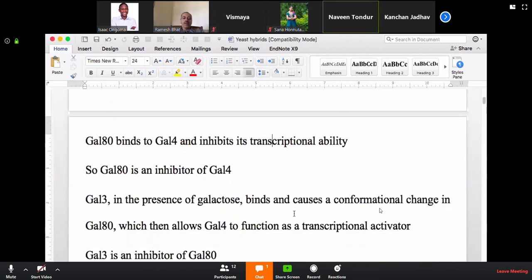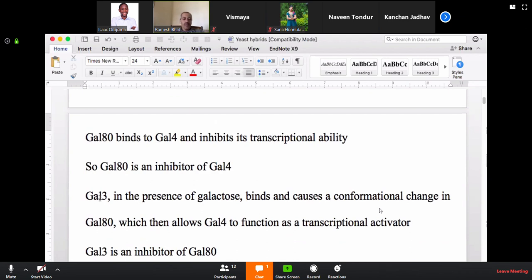Now there is one more transcription factor called GAL3. And GAL3, in the presence of galactose, binds and causes a conformational change in GAL80. Excuse me, is this GAL4 binding to the repressor site or to the promoter site? Because in every operon, there will be a repressor. It is not a clear operon. Operon is something else, but it is similar to an operon only in the sense that 6 different genes are governed by one promoter. All the transcription factors bind to specific sites called cis elements in the promoter region. GAL4 is binding to the cis site. I'll come to the details of cis elements later.